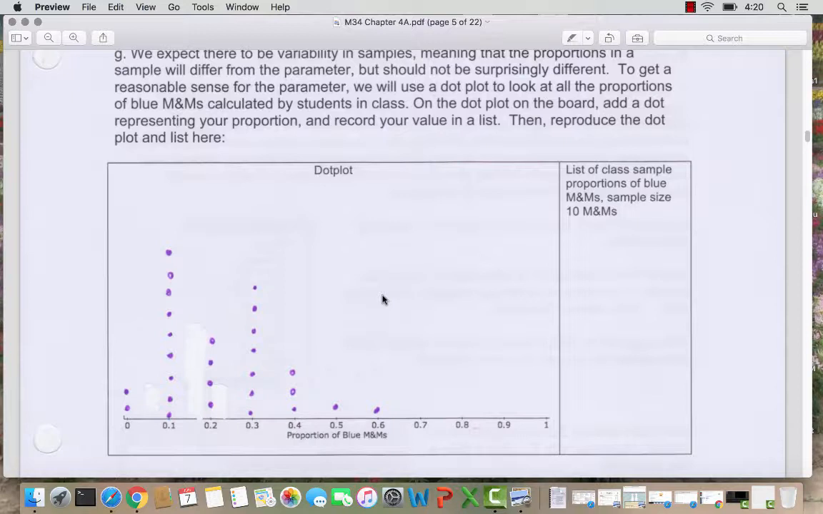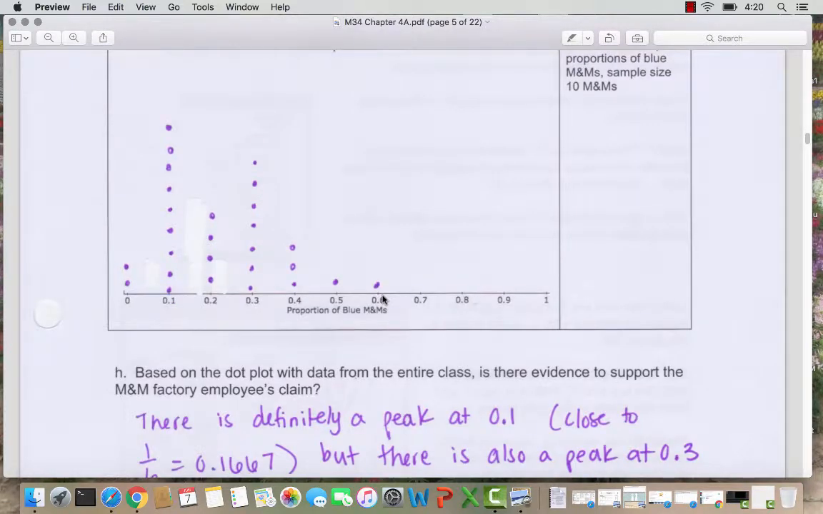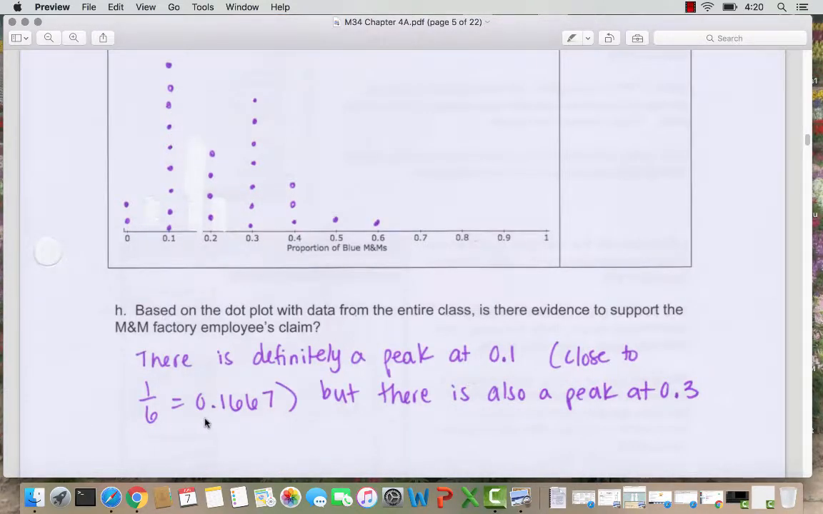blue M&Ms. So this is from a class I taught last semester, and students figured out their proportion of blue M&Ms and then put this dot plot up here. So here we see there's definitely a peak at 0.1. That would be 1 out of 10 M&Ms were blue. And that's close to the 1 out of 6, or 0.1667 as a decimal. But we also here have a peak at 0.3 in this class data.